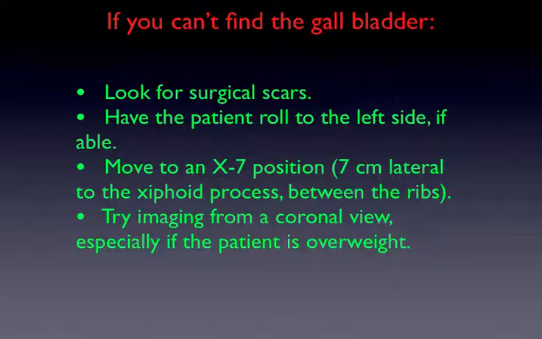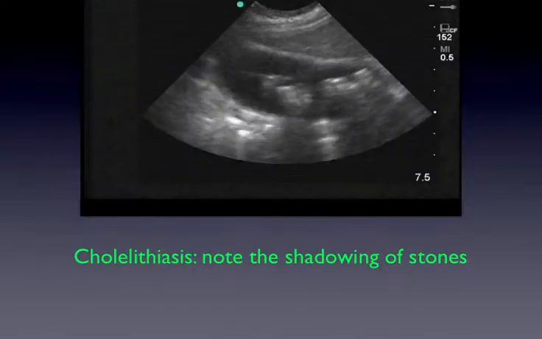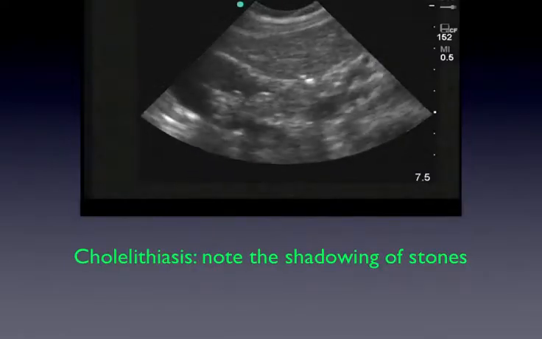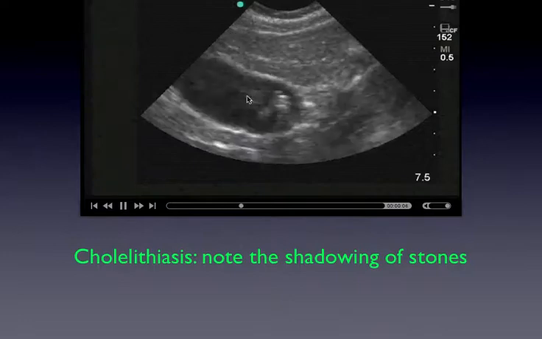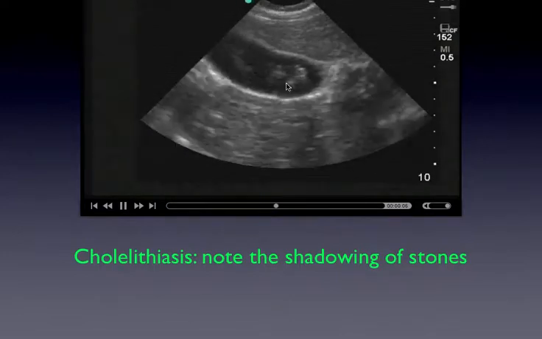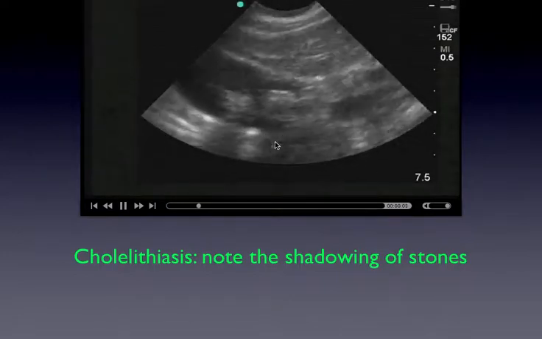The other thing that you can do is try imaging from a coronal view, and that's particularly helpful in a patient who's overweight. Now here's cholelithiasis. Gallstones over here, and then you can see the shadowing.